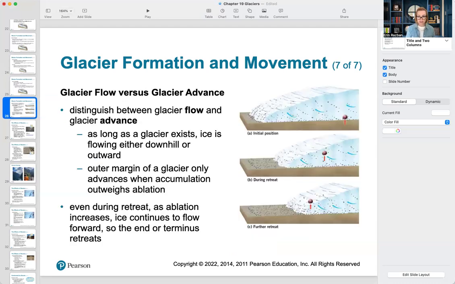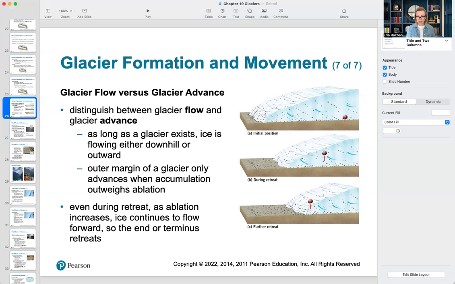It's crucial to distinguish between glacial flow and glacier advance. Flow refers to the continual movement of ice toward the edges of the glacier. Advance describes the forward movement of the outer margin of the glacial body. Even when a glacier is retreating, the ice within it is still flowing downhill.